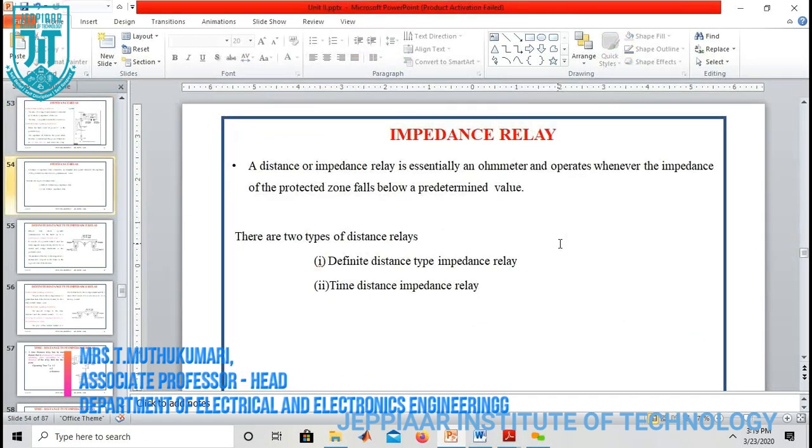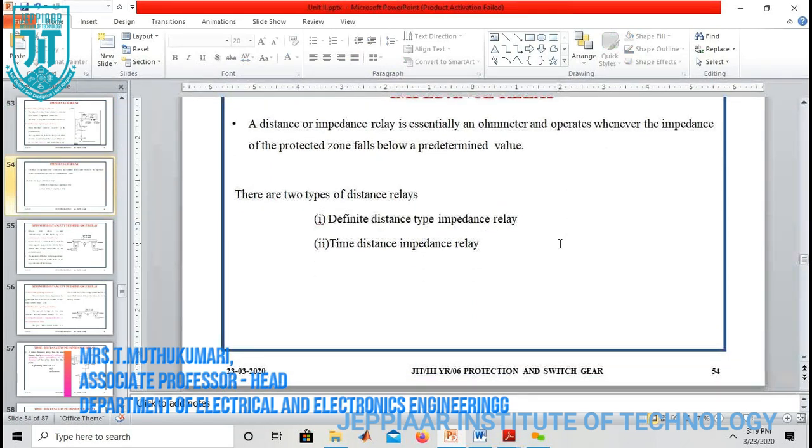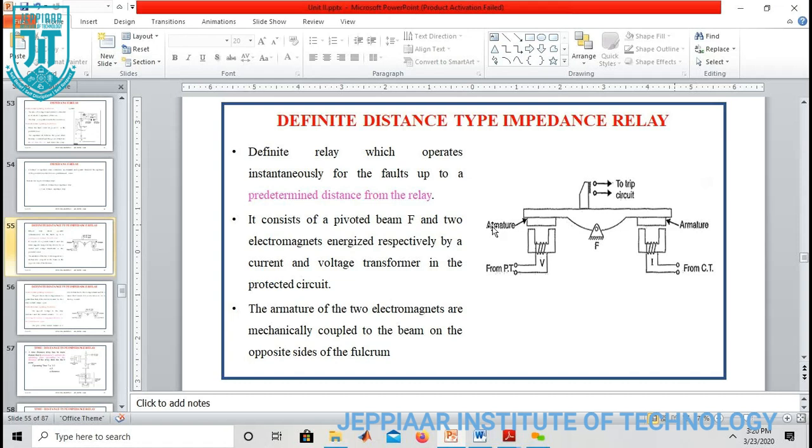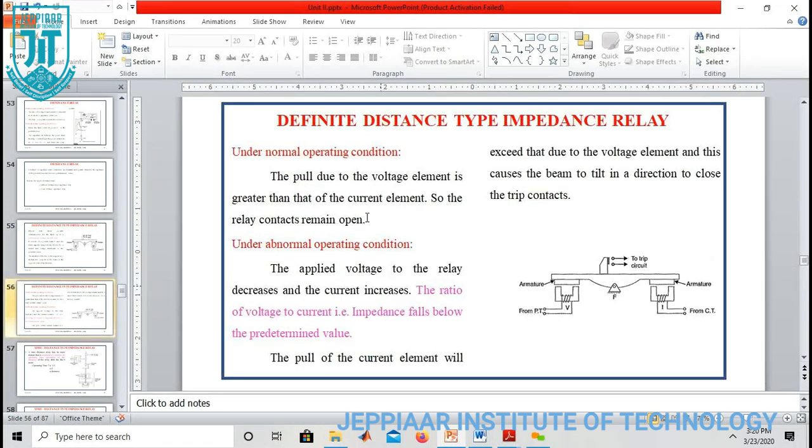This impedance relay can be classified into two: one is the definite distance type impedance relay and the other one is the time distance impedance relay. This is the structure of the definite distance type impedance relay. Here also we have two coils, voltage coil and current coil, or you can say voltage element and current element. This is excited by a potential transformer and this is excited by a current transformer. And here we have two armatures, armature 1 and armature 2, that is, the armatures of the two electromagnets are mechanically coupled.